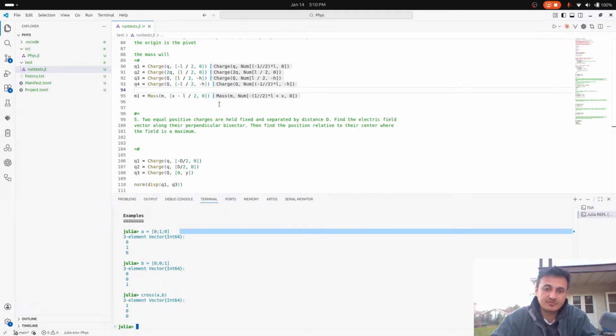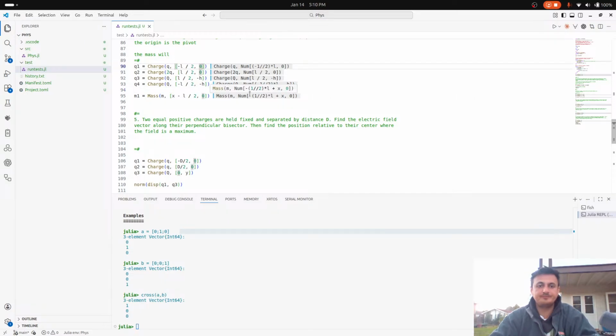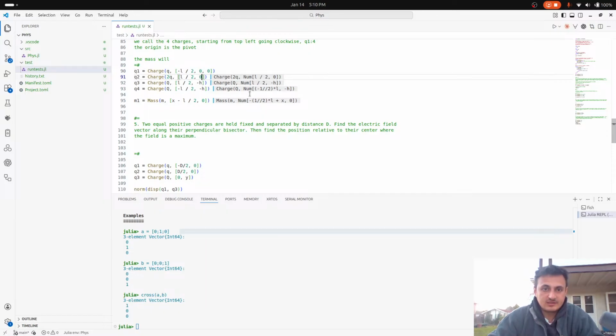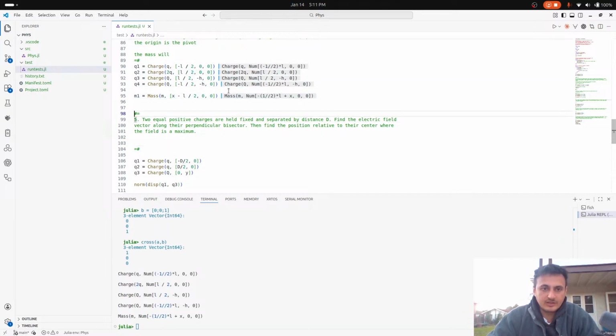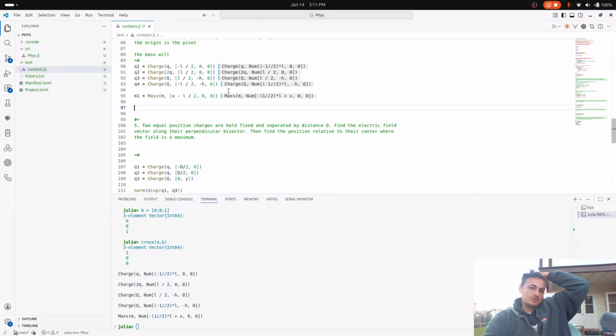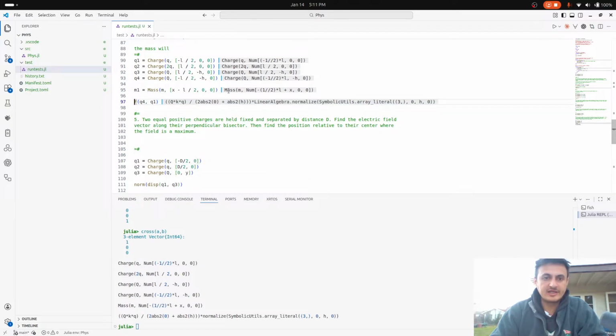All right, so it needs to be 3 vectors. So I think what we need to do is add zeros to all of these. Okay, and so now what we want to do is just start off by computing the torque. So first off, the force of Q4 on Q1.